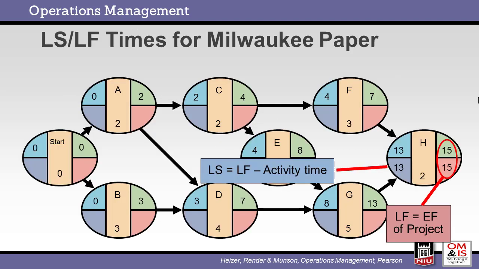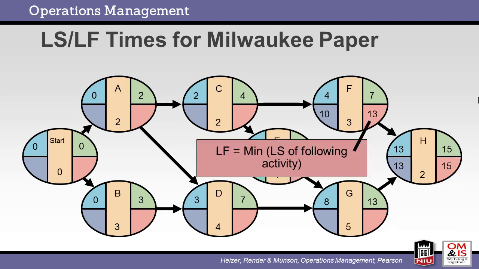We follow the backward pass rules by starting at the end with activity H. We set the latest finish to match the earliest finish. Then we set the latest start for activity H as the latest finish minus the duration, or 15 minus 2 equals 13. We work our way toward the start by going to activity F. Here the latest finish is the latest start of the following activity. We calculate the latest start by subtracting the duration from the latest finish.